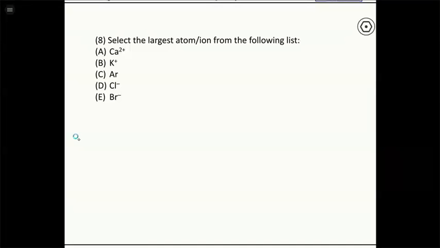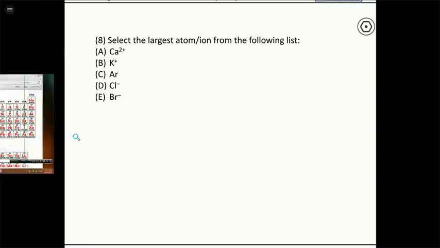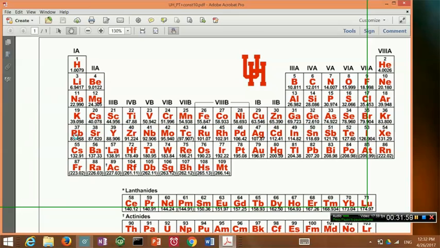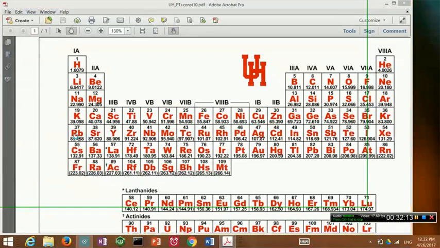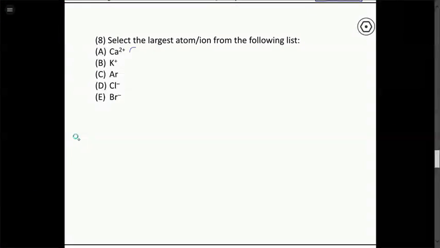So when we're dealing with ions and atoms together, or just ions, the first thing we need to think about is how many electrons do they have? What is the electronic configuration? So if we look at the first four, calcium 2 plus, potassium plus, argon, Cl minus. If we go to the periodic table and find those, calcium 2 plus has 18 electrons. It has the configuration of argon. K plus also has 18 electrons, has the configuration of argon. Cl minus has the same number of electrons as argon. So those first four atoms and ions all have the argon configuration.